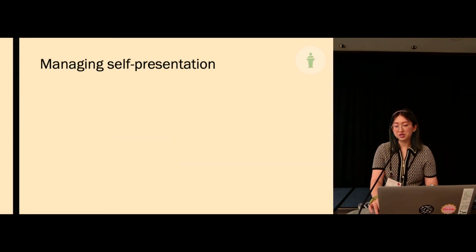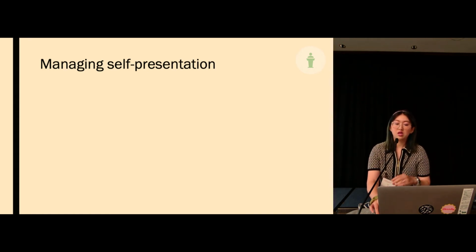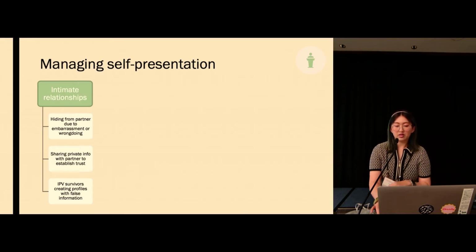Managing self-representation refers to the way that users share information about themselves to their social circle. So this sharing, unlike sharing resources in the first domain, specifically means how users share their personal information. So in intimate relationships, people hide information about themselves because they're embarrassed or worried about doing something wrong, but also to establish trust in their partners. But IPV survivors actually face pretty unique challenges. So for example, when leaving an abusive situation, survivors might create profiles with false information about themselves so that their abusers can't find them.